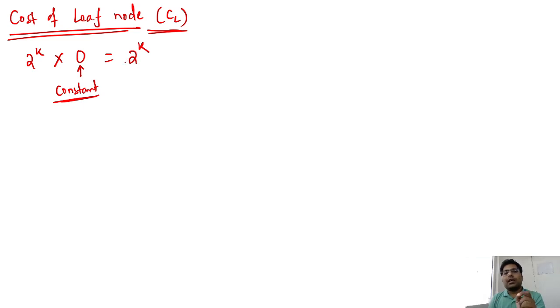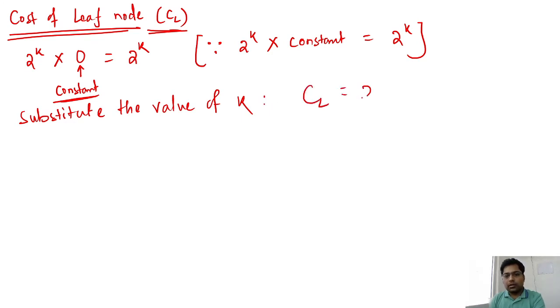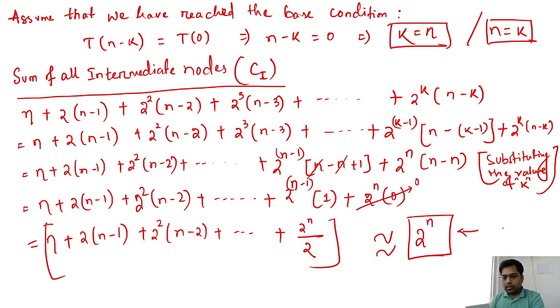So constant multiply with the biggest value, we must write that value. Okay, we are not exactly writing this one because this is not a mathematical formula. It's a constant we are multiplying. You can say 2 to the power k into constant equal to 2 to the power k, because 2 to the power k is a greater value. Okay, so you can substitute the value of k, then the answer could be C of L will be 2 to the power n. Now here I am writing this is C of I.